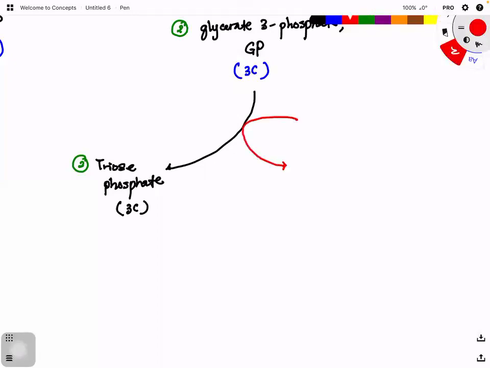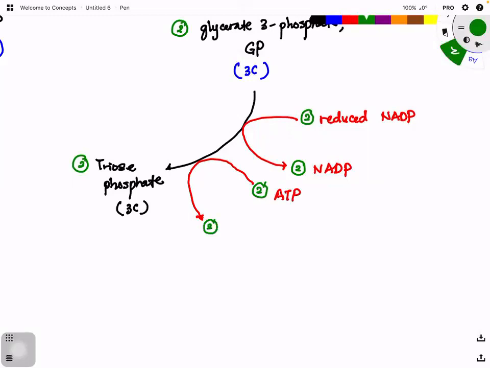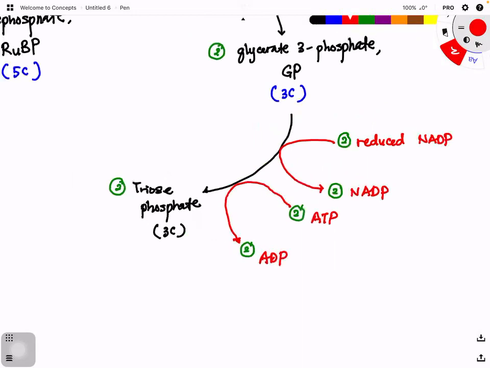The reducing agent here is reduced NADP, so it returns back, regenerating NADP. How many molecules? 2 molecules, so they need 2. And then this process also requires ATP. 2 molecules of ATP, and now left with 2 molecules of ADP. So this process involves the reduced NADP and also ATP. So this is step 2.